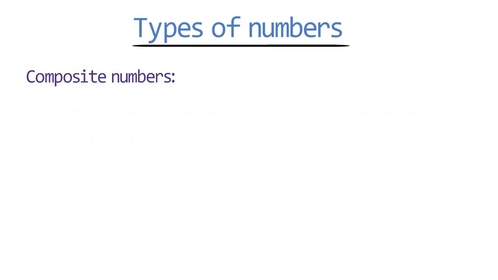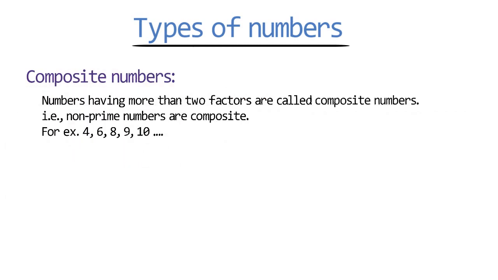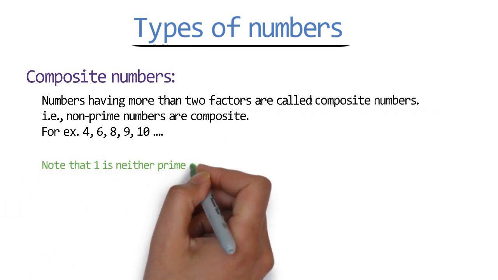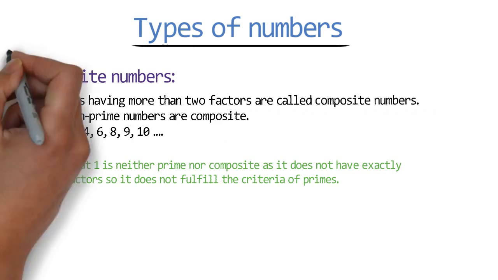Composite numbers. Numbers having more than 2 factors are called composite numbers. That is, the numbers that are not prime are composite. For example, 4, 6, 8, 9, 10 are all composite. And did you notice that 1 is neither prime nor composite? Yeah, you heard right. 1 is neither prime nor composite as it does not have exactly 2 factors, which is the definition of prime numbers.